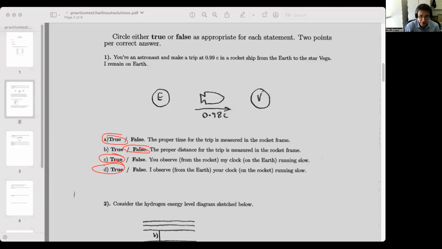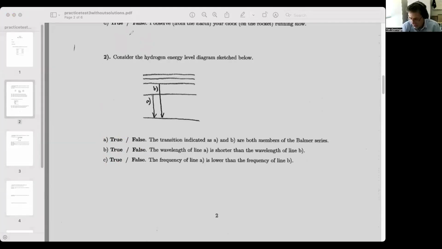You measure the correct time between events that are at rest in your reference frame. You measure the correct length of an object if it's at rest in your reference frame. The next concept question, or true-false question, involves thinking about a hydrogen atom.